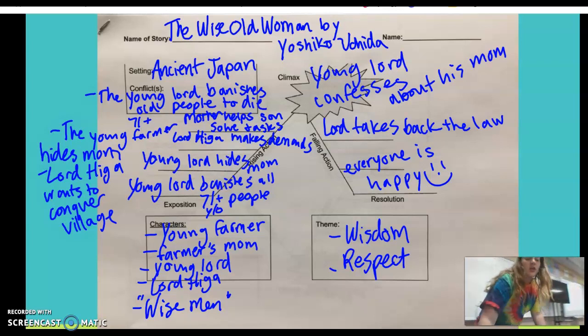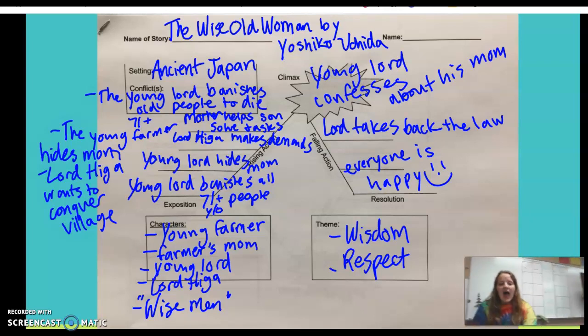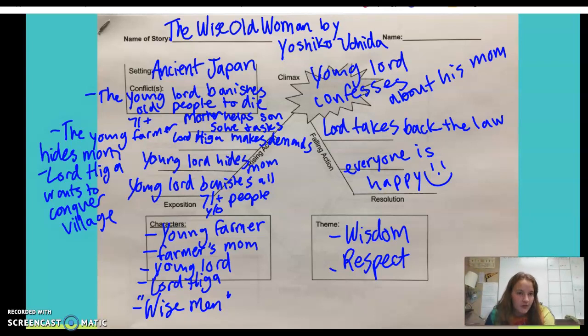So this is what you should have. Remember that at the end of the unit, you will turn this in for completion points. We read 5 stories, unless for some reason I do go down with COVID or get really sick and you have to have a sub for a few days, then you'll read another story. But you'll turn this in and it's worth about 50 points, I think. So make sure you're filling this out as we go.